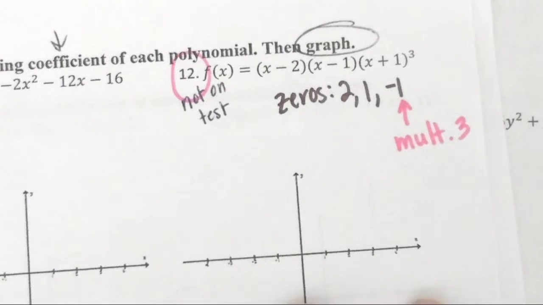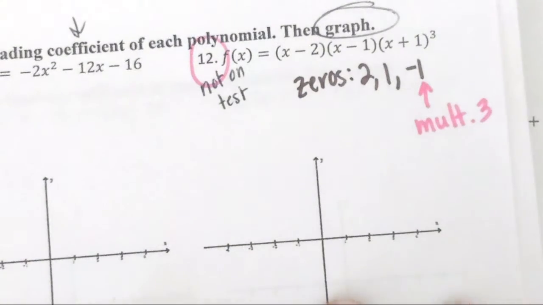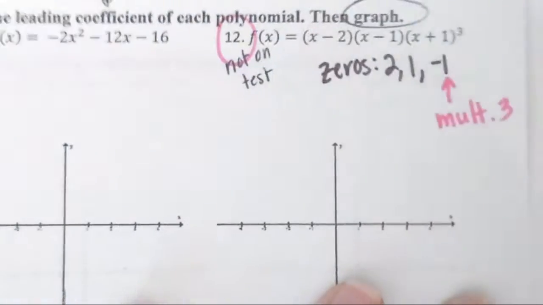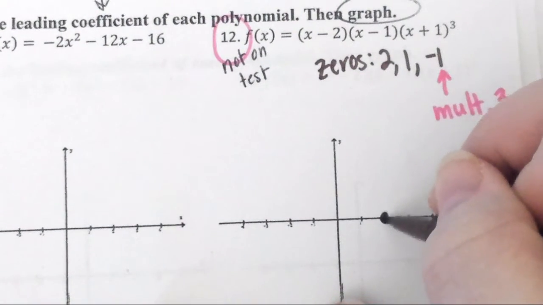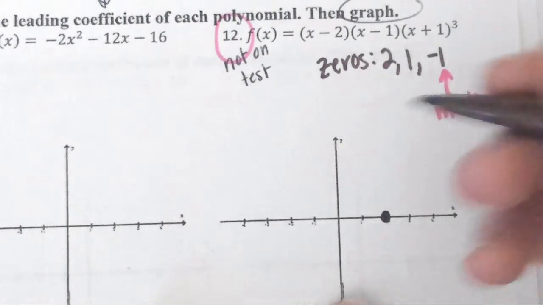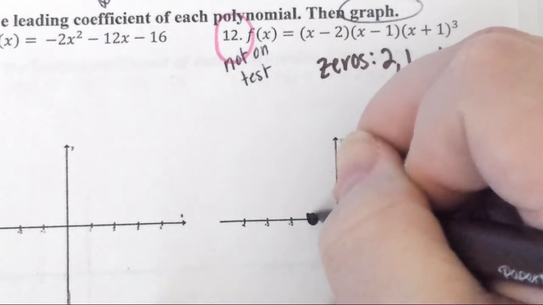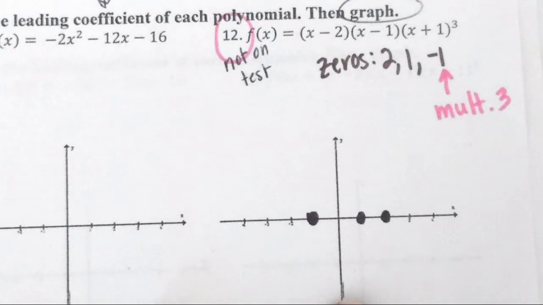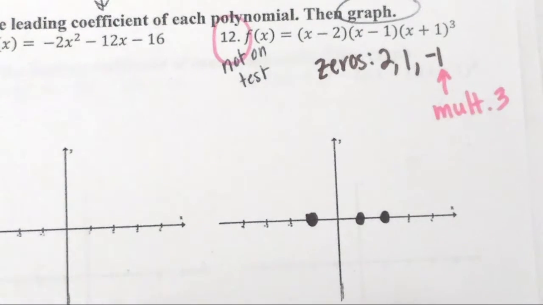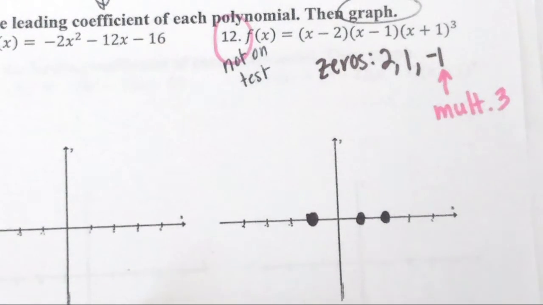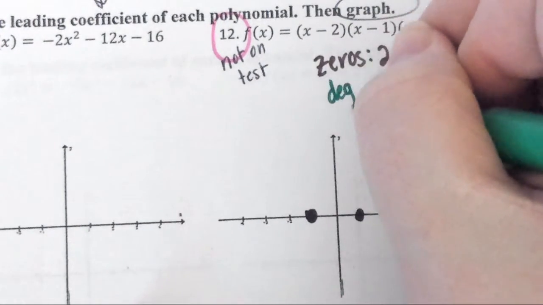Since it has a multiplicity of 3, does anything fun happen at that point? No. Only the even multiplicities have something cool happen. That was 2 and 4, get a point. You have a cool bounce if it's an even multiplicity. It's not. Okay, so we've got our zeros. We still need to know our degree and about that leading coefficient.